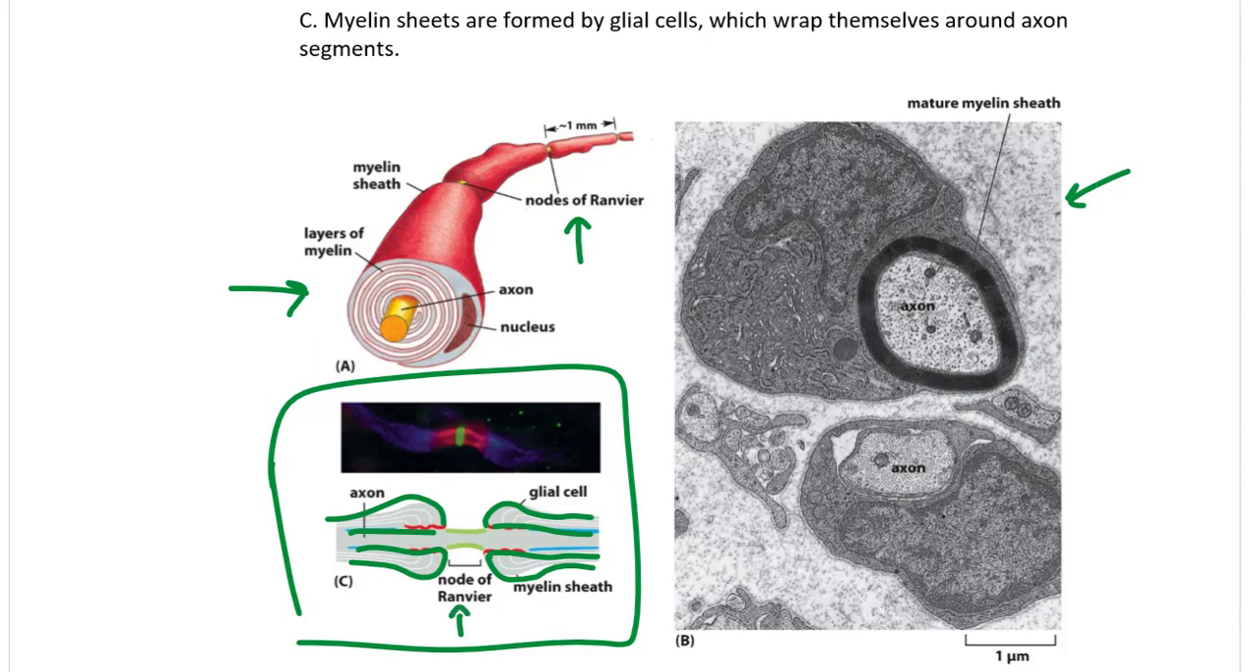Now, what happens is that for those areas that are covered by the myelin sheath, by the glial cells, all the channels and everything are blocked because you have this membrane of another cell wrapping itself around that area. So all those voltage-gated sodium and potassium channels are going to be blocked. So what does this do?